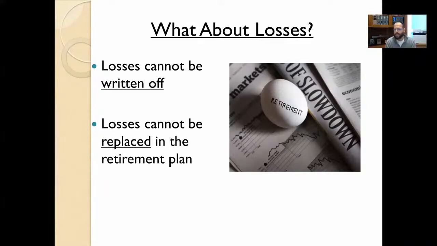Losses cannot be replaced in the retirement plan. So normally you would offset passive earnings and passive losses. Again, that's not going to happen because we are in a tax-free or tax-deferred universe.